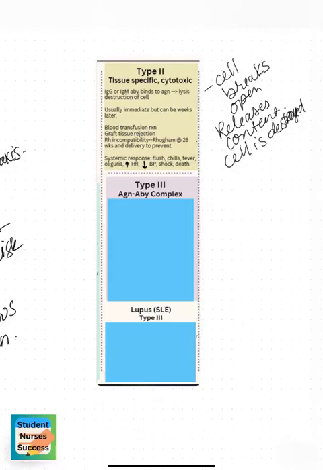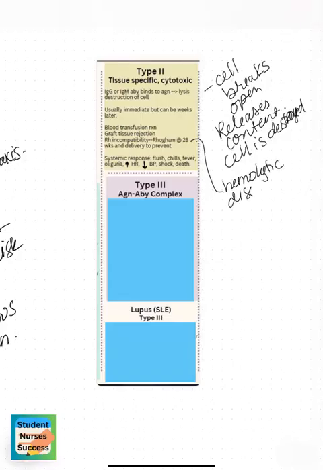Or a graft tissue rejection, perhaps maybe if there's a bone marrow or stem cell transplant that is not matched properly and one of either the graft or the host attacks those cells, or Rh incompatibility. You've heard of this, where perhaps mom is Rh negative and the baby is Rh positive. The mom will actually develop antibodies and kill off the baby's red blood cells. In those particular cases, we call that hemolytic disease of the newborn.